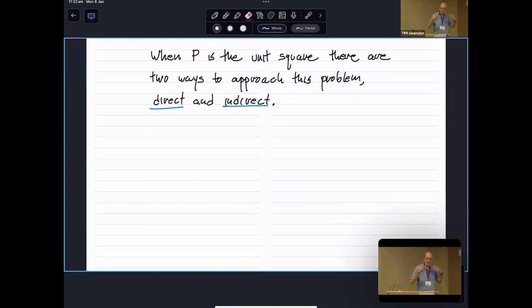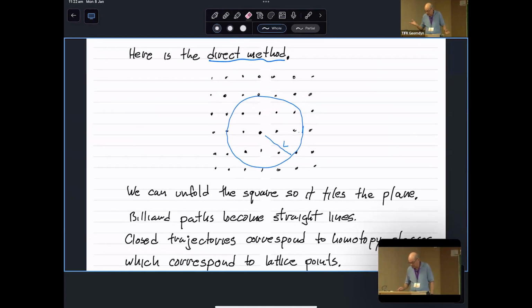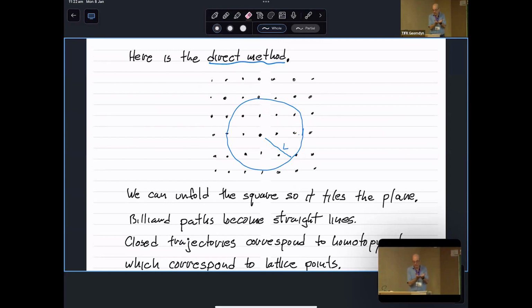Well, just to get ourselves on the same page here, let's take the case when our polygon is the unit square, and let me observe that there are two ways of analyzing the rate of growth of closed geodesics in this case. The first is the direct method, where we take our square and unfold it, and we see that the square tiles the plane by reflection. So we can take our trajectories and lift them up via this unfolding process. Our trajectories are normally bouncing. When we lift them up, we get straight line trajectories.